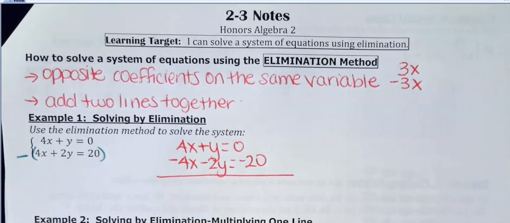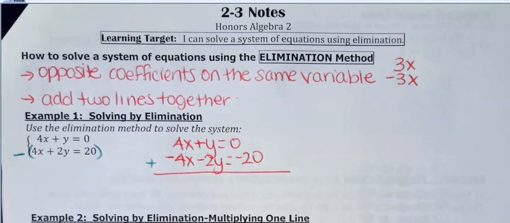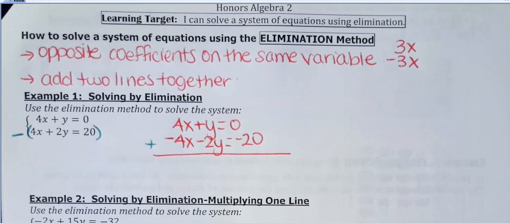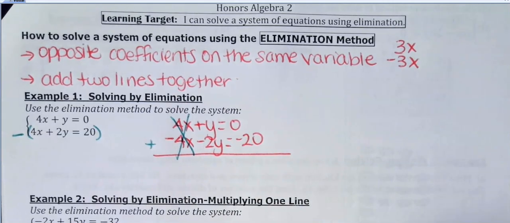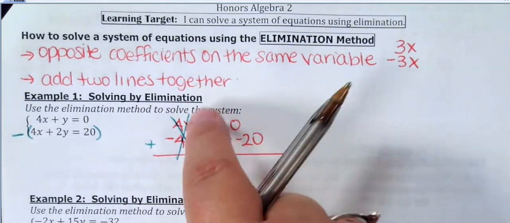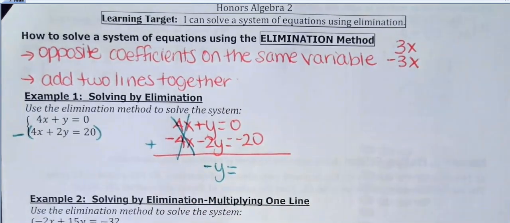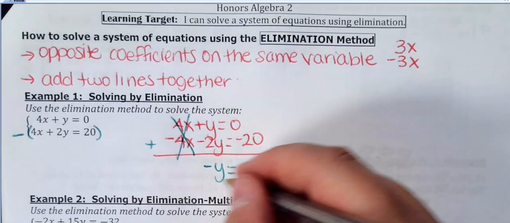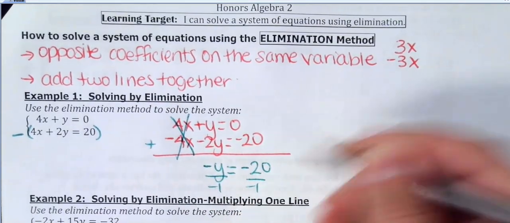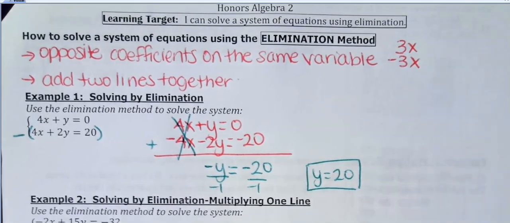My whole goal here is tackling the x. You could tackle the y too, but it's a little less work maybe to go after the x here. So when I add 4x and -4x, eliminated and gone. Then you just combine like terms. Positive y minus 2y would be minus 1y, or just minus y. 0 and -20 is -20. The two negatives are going to cancel out, so y is going to end up being positive 20.